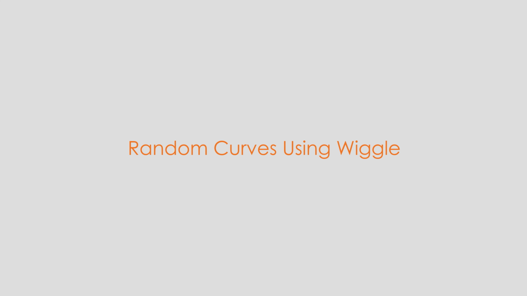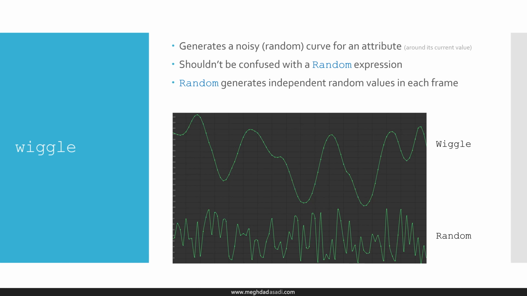The next expression that I want to talk about is the wiggle expression. It's different than a random expression. A random expression generates a random value for every given single frame of our composition, independent from its previous and next values. And it's going to result in some unwanted spikes in our curves.